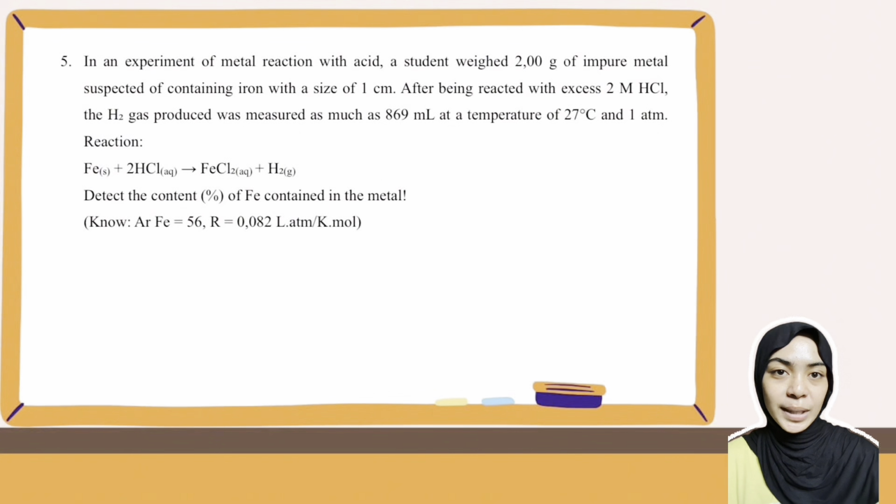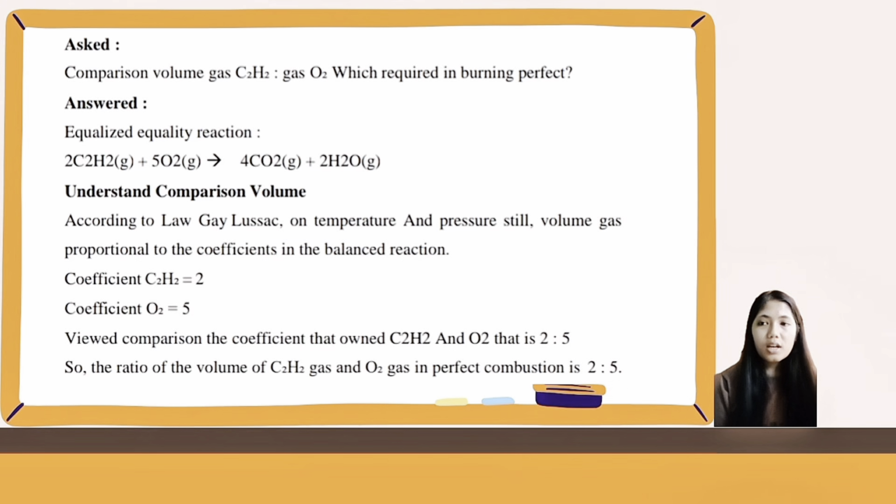Answer: the reaction of perfect burning of acetylene gas, C2H2 plus O2 produces CO2 plus H2O, is not yet balanced. The test is done at constant pressure and constant temperature, so Gay-Lussac's law applies: the gas volume ratio equals the coefficient ratio. The question asks for the comparison of the volume of C2H2 gas to O2 gas required in perfect burning. The balanced reaction is 2C2H2 plus 5O2 produces 4CO2 plus 2H2O. According to Gay-Lussac's law at constant temperature and pressure, gas volume is proportional to the coefficient in the balanced reaction.